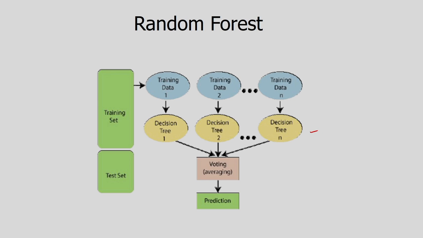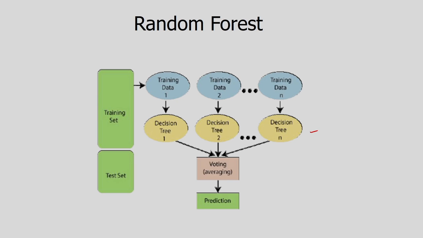Decision tree 1 is trained with the help of training data set 1. Decision tree 2 is trained with the help of training data set 2, and like this we are considering. The outputs of all these decision trees are combined; maybe we can consider voting or averaging. And after combination I can do the prediction. So, this is the fundamental concept of the random forest.